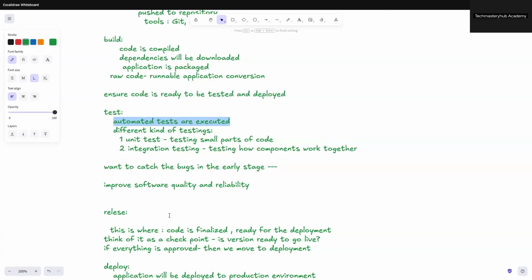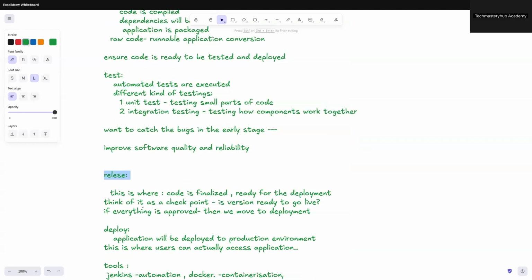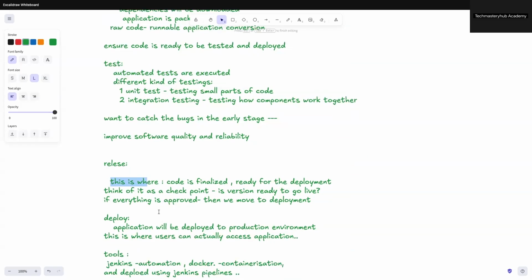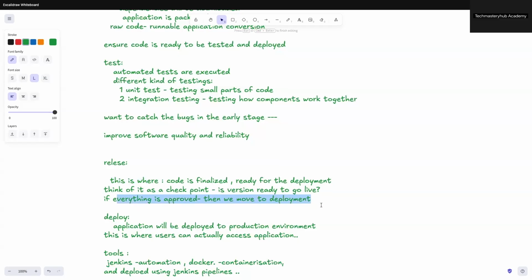So the next stage is the release stage. This is where the code is finalized because it is tested. So the code is now finalized, ready for deployment. Think of it as a checkpoint, a version ready to go live. If everything is approved, then we move the code to deployment.